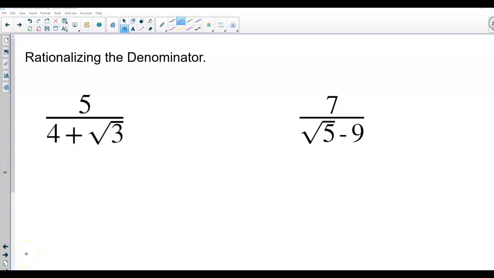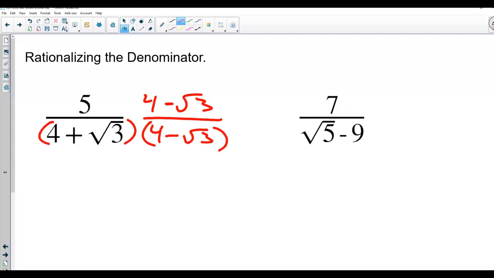All right, rationalizing the denominator. It's following a set rule. Whatever sign's in the denominator, we're switching it. I'm kind of a big fan of putting parentheses around everything. You probably don't need to put parentheses around the 5, but to be consistent.